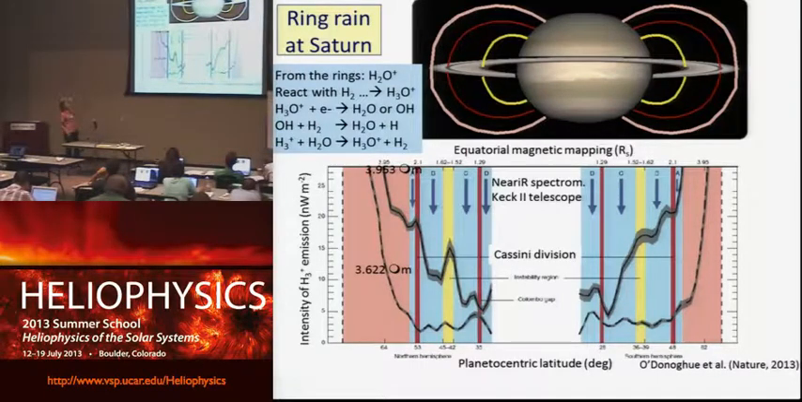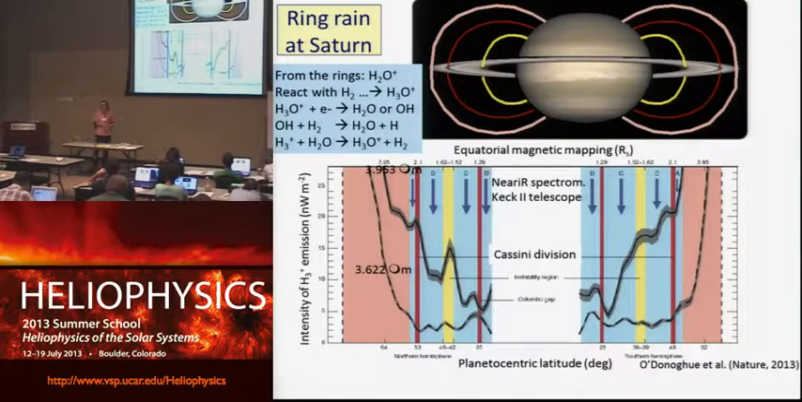So what is precipitating is not actually H2O, but it's water ion, primarily H2O+. And H2O+ will react with H2, and that will lead to H3O+. H3O+ will recombine, yielding H2O and OH. OH can interact with H2, yielding H2O. So you produce a lot of water in situ, and we just saw on the previous slides what happens when you have a lot of water in situ.